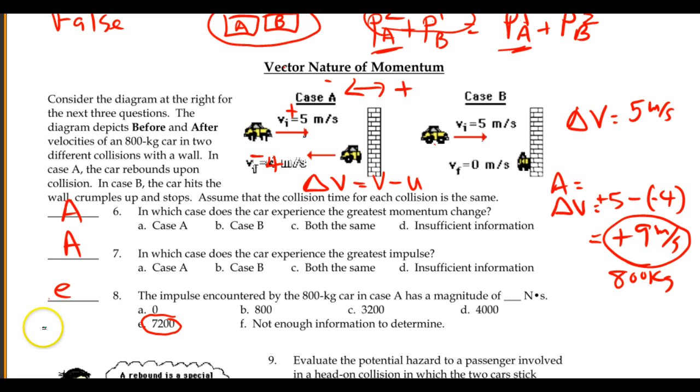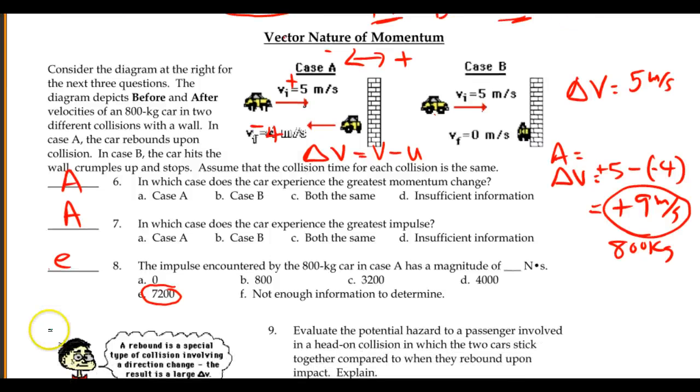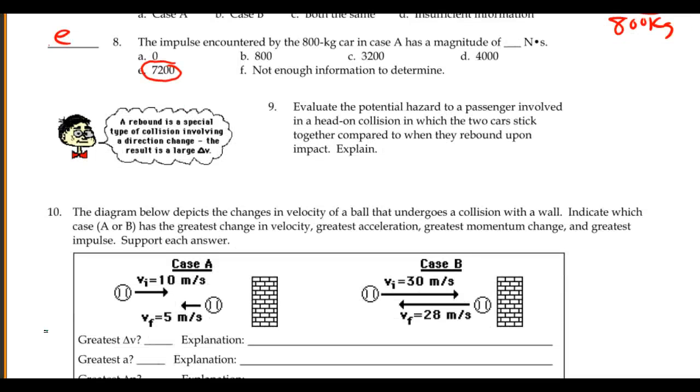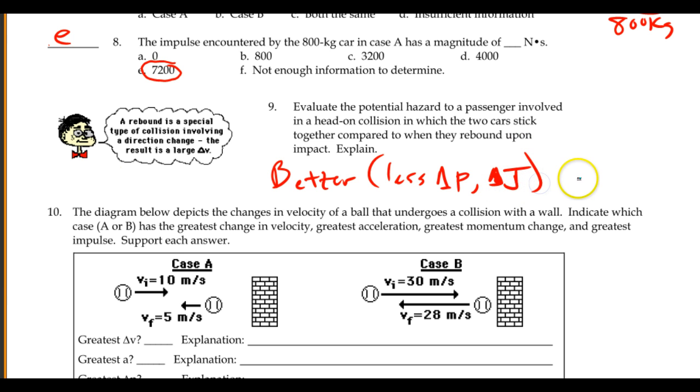Letter E. So if you look at the change of momentum of B, it's 800 kilograms times 5 meters per second, which is only 4,000, not as much, only about half as much. Okay, so in a head-on collision, two cars stick together compared to when they rebound. Again, it's always better, in this case better meaning less delta P and therefore less impulse, if you stick.